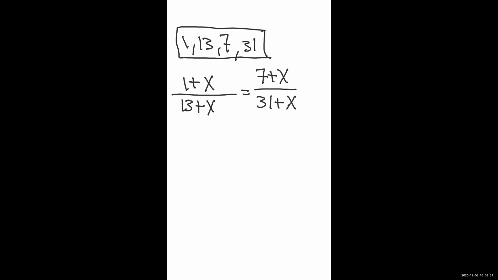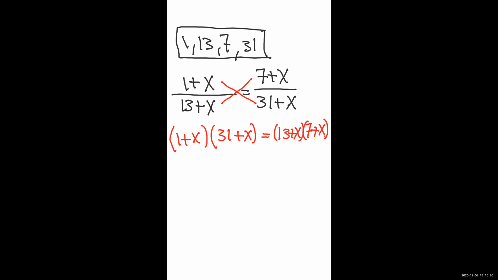Okay, then what will be the next step? Product of means equals product of extremes, which is cross multiplication. So 1 plus x times 31 plus x will equal 13 plus x times 7 plus x.